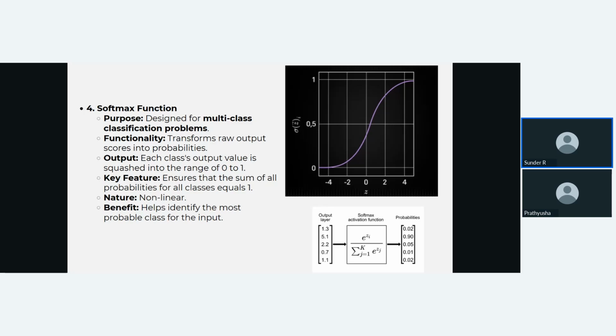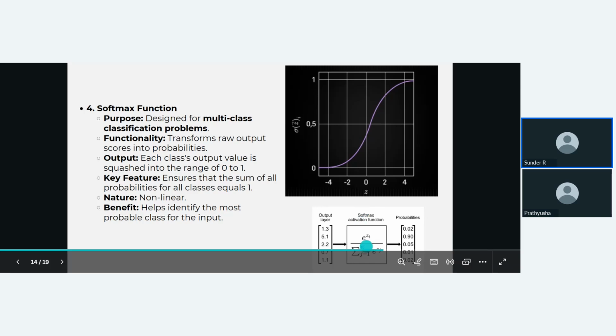Most importantly, you have to understand that just like we have the sigmoid function, which is meant to give you the output in terms of probabilities between 0 and 1 and is used for binary classification, similarly, if you want multi-classification, this also gives you a range between 0 and 1, depending on the different classes. Now if you see this diagram, in the output layer you have 1.3, 5.1, 2.2, 0.7, 1.1. These are the vector values that you have.